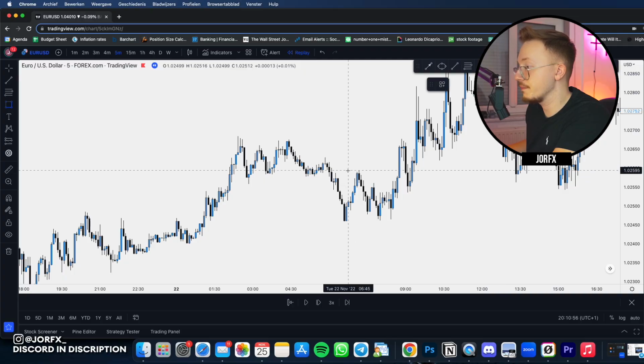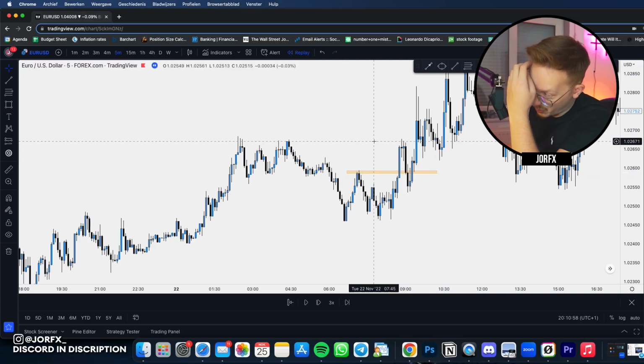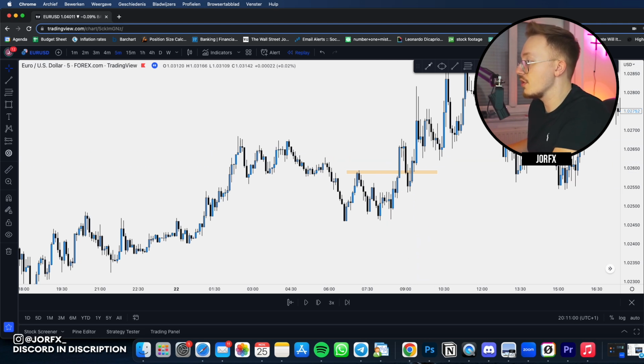So as you can see right here, we broke our highs with this move up here. So what I always look for is the support and resistance zone.